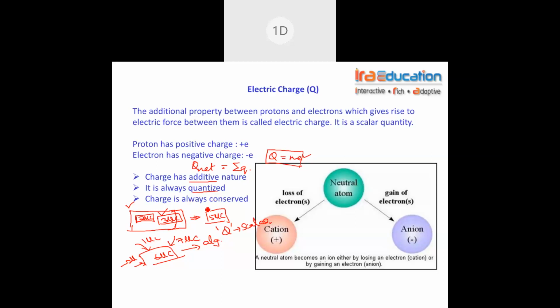Right? Charge is always conserved. Somebody's microphone, please turn it off. Anish, it is your microphone which is on.